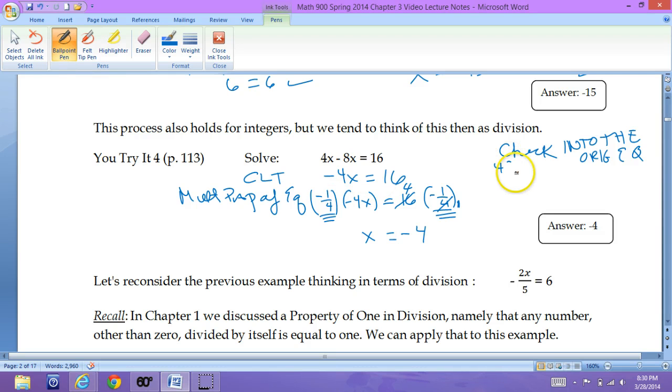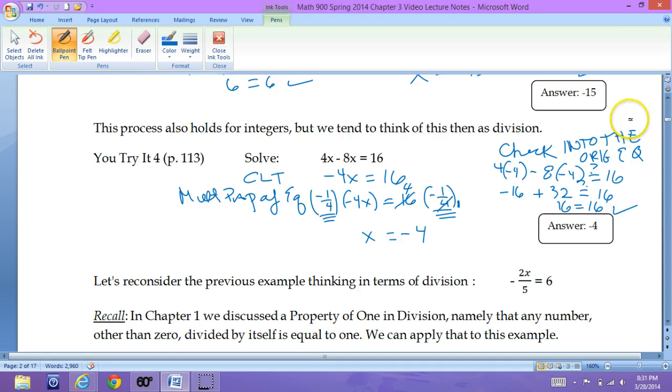So 4x minus 8x equals 16, and we're asking ourselves, does it equal 16? Everywhere this is x, we're going to put a negative 4. So 4 times negative 4 is negative 16. Negative 8 times negative 4 is a positive 32. And we're still asking ourselves, we're not done yet. Remember, I said I want you to get to a number equals a number, not 2 numbers being added together equals a number. Negative 16 plus 32 is 16, and 16 does in fact equal 16.